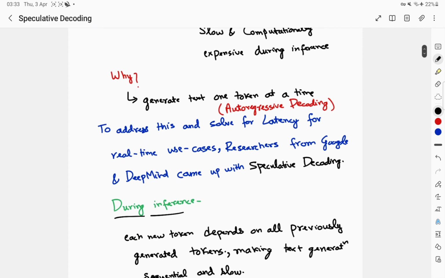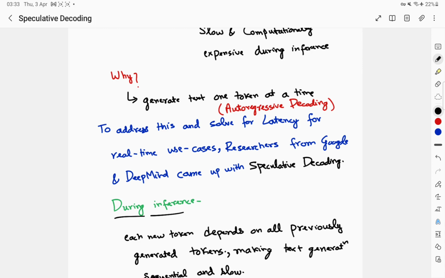And why does it happen? Why are these models slow in the first place? Because if you consider the transformer decoder architecture, they generate text one token at a time, and that's what we call auto-regressive decoding. There are two categories of large language models. The first one is the auto-encoding models, and the second type is the auto-regressive models. All the generational models that you see for text generation are mostly based on the auto-regressive kind of architecture.